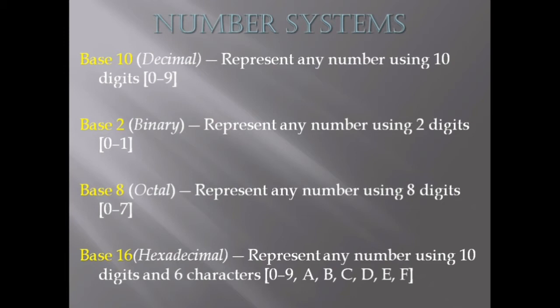But a computer doesn't work on that. A general typical PC doesn't work on a base 10 number system. What it uses is the base 2 number system, and it is called the binary system. In a binary system, we represent any number using two digits. Yes, that's true, we use only 0 and 1. So a computer understands only the language of 0s and 1s.